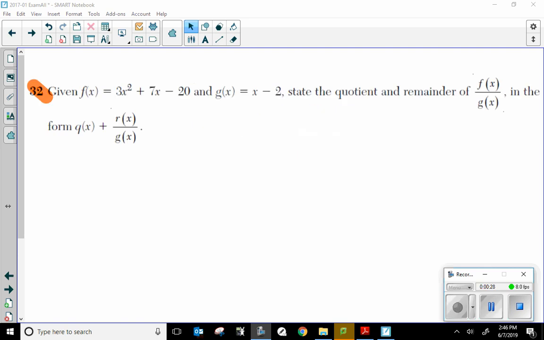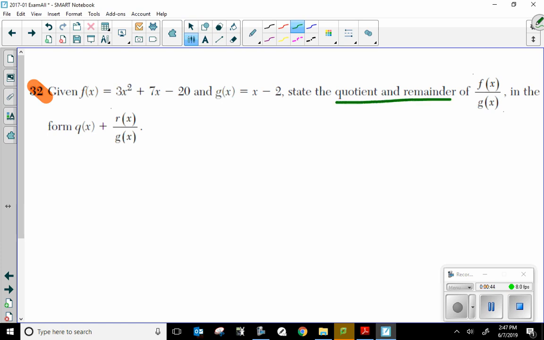Problem 32 is a beautiful algebra problem. Given f of x equals 3x squared plus 7x minus 20, and g of x is x minus 2, state the quotient and remainder of f of x divided by g of x in the form q of x plus r of x over g of x. First off, I know this tells me I need to divide. Okay, I'm going to be dividing my polynomials here.